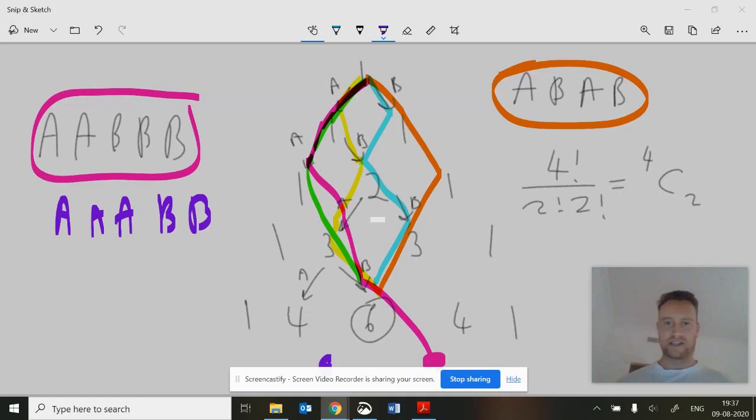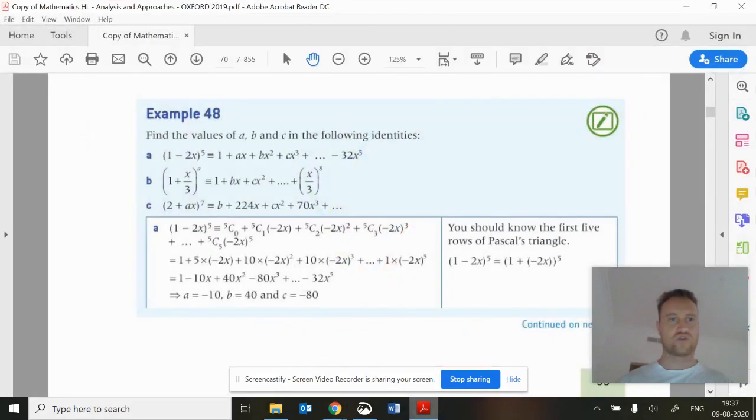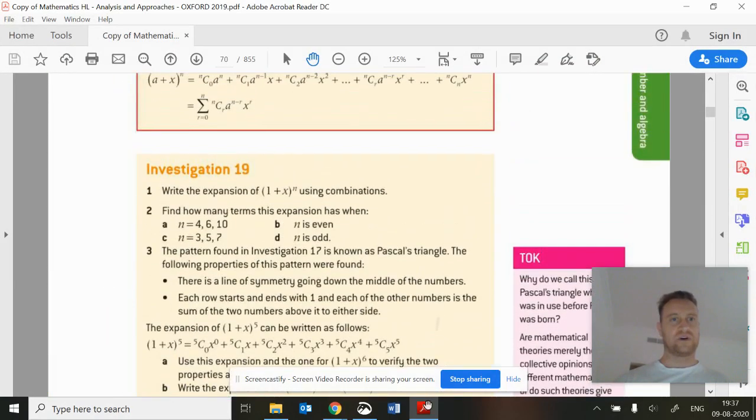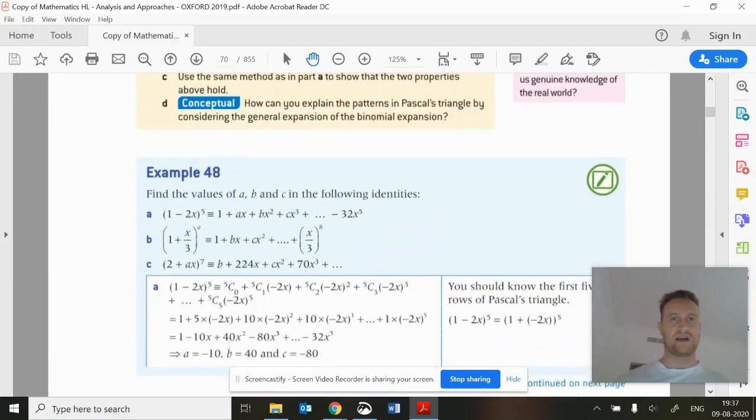And next time round, I think, what have we got coming up? Coming up next, we've got binomial expansion, I think. Yeah, binomial expansion.